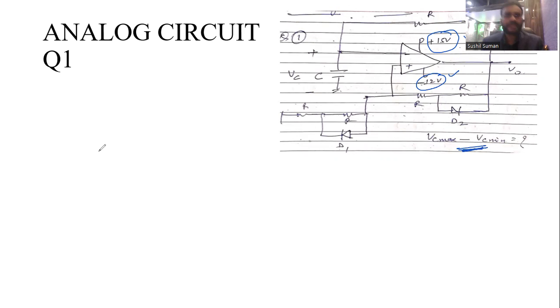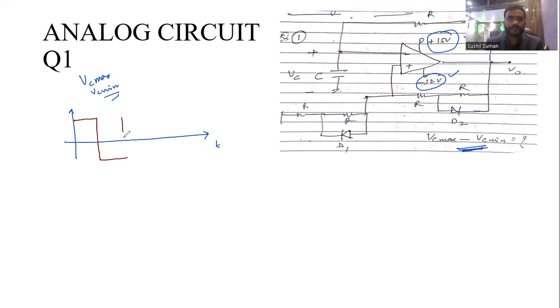So my dear students, first of all we have to find the VC max value and VC minimum value. How can you find them? To find the VC max value, let's say the output is at plus 15 volt. Why? Because the astable multivibrator is nothing but a square wave generator. So let's say the square wave is like this one. This is your square wave.